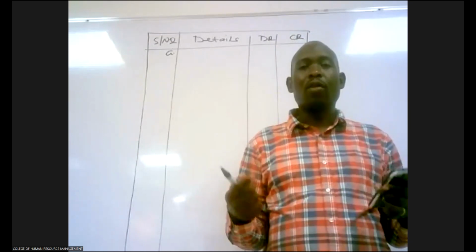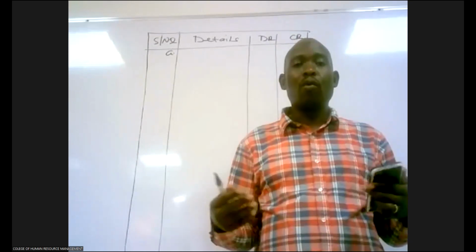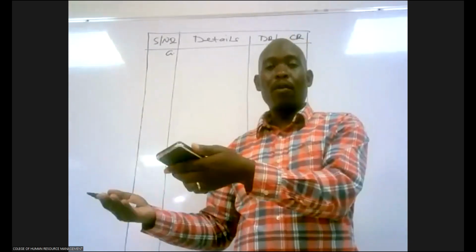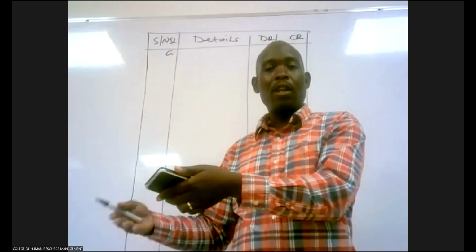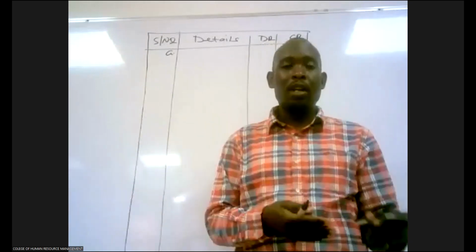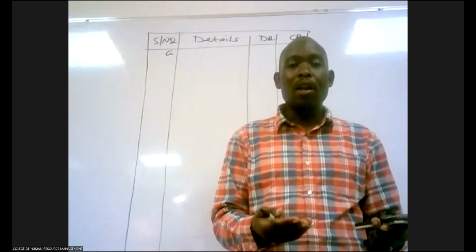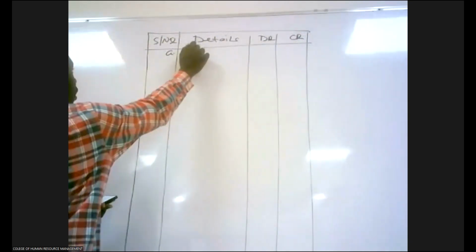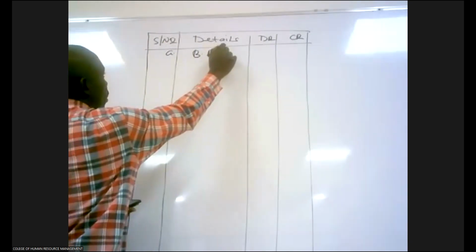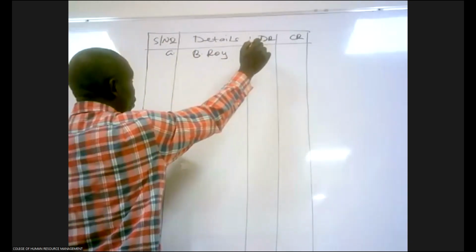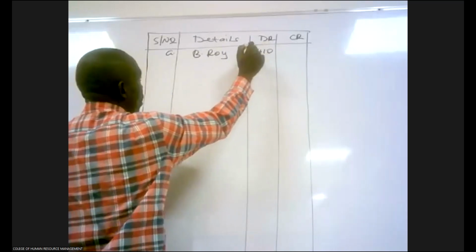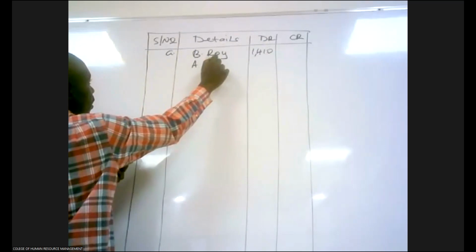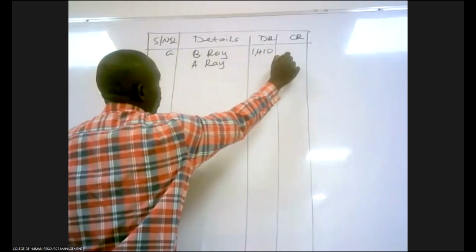And actually, they will not tell you whether it was credited. It is you to know that when you purchase, you debit purchases, then you credit the supplier. So therefore, the one who was credited was the wrong one. We should credit the correct one. But the wrong one, we should reverse it. We debit that account. We debit it 1410. Then we credit the correct one, which is A Ray, 1410.